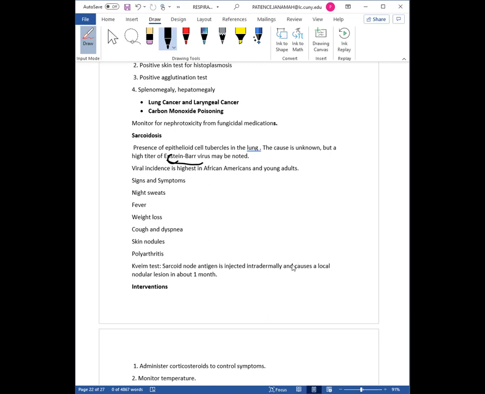So just like they do the skin test for the, what's the name, the PPD. Just like they do the PPD, this one they also inject intradermally. In 1 month, they expect to see a nodular lesion. So that means this particular problem is not diagnosed right away. There are things that will lead them.